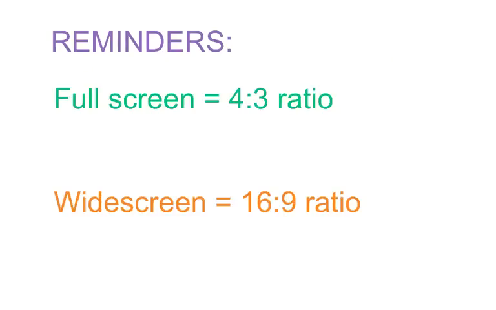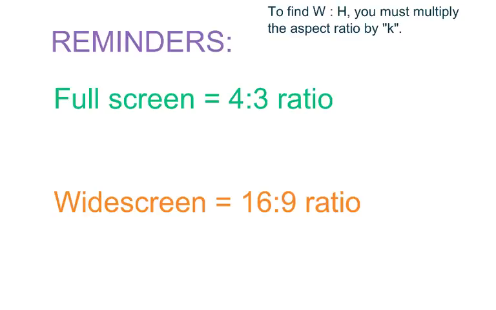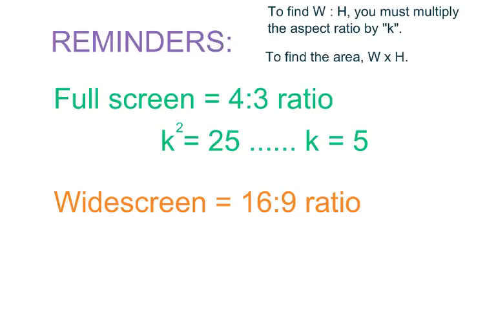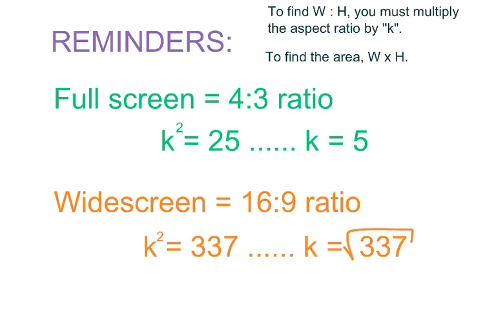Alright guys, a few reminders from back at the beginning. A full screen image is a 4:3 ratio, a widescreen is 16:9. To find the width and the height, you must multiply the aspect ratio by K, and to find the area, you multiply the width and the height. A full screen's constant of proportionality, or K, is 5, and a widescreen's constant of proportionality is the square root of 337, which is approximately, again, 18.36.